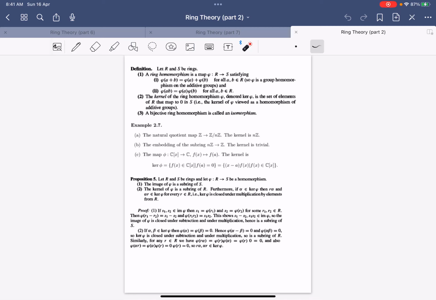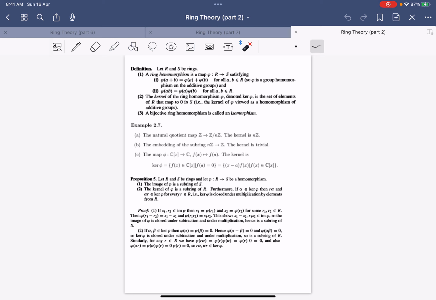Hi, in this video, I'll be going through more about ring theory, and in particular, we'll be going through the isomorphism theorems for rings, which you'll see is very similar to the isomorphism theorems for groups.